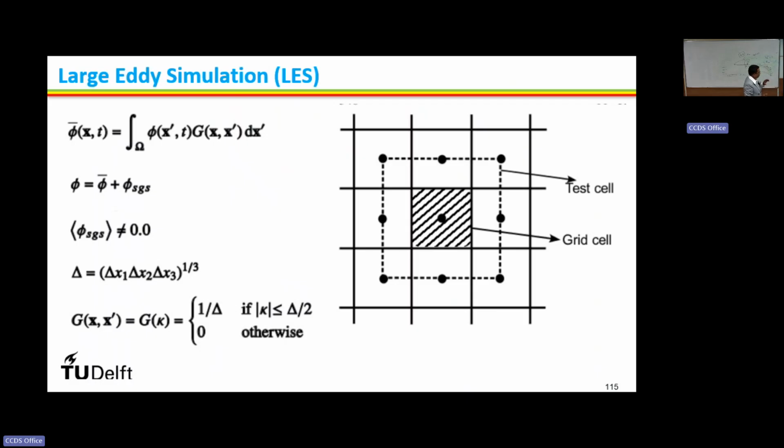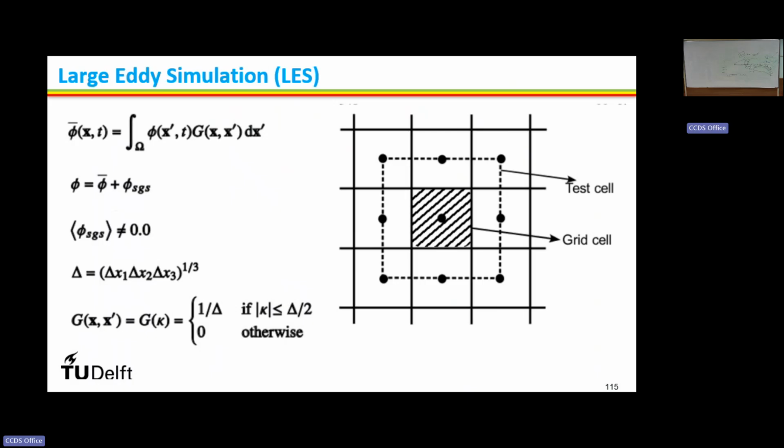Our grid works as a spatial filter. Suppose we fix the grid size, right? Any eddies larger than this grid size, we are going to capture. Any eddies that have dimension less than the grid size, we are not going to capture; we model them. So the grid is kind of a filter. If the eddy size is more than the grid size, then it has to be captured, right? So the filter length is called delta.